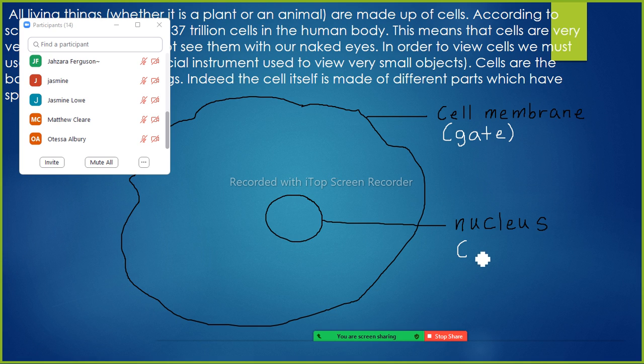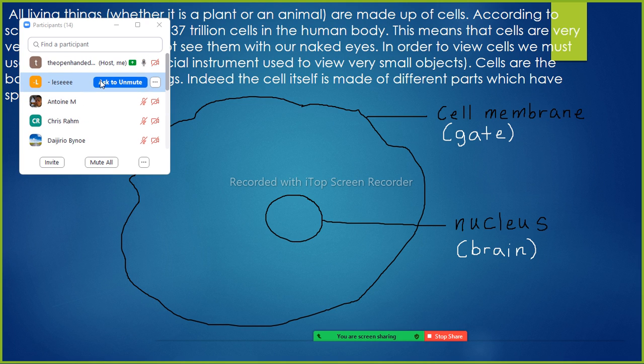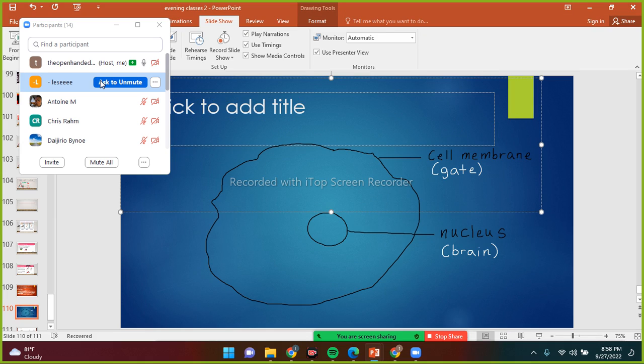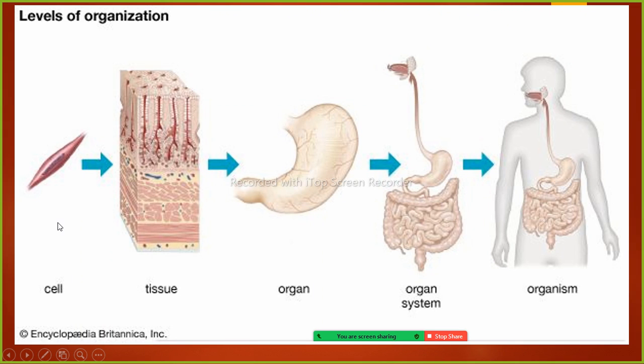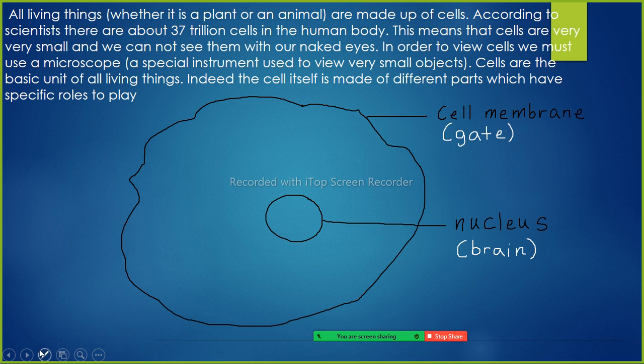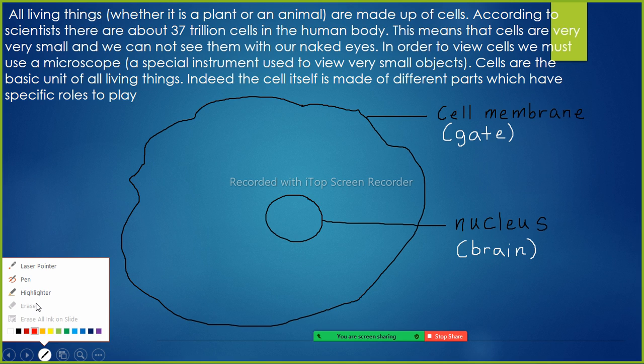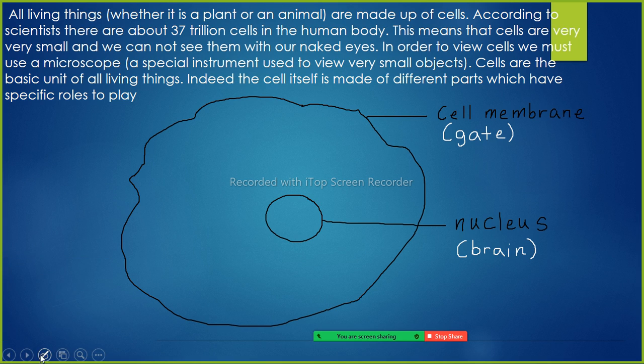So the nucleus is the brain of the cell, okay? Not necessarily the center, but the brain. It controls all the functions of the cell, just like your brain controls all the functions of your body. The nucleus is the brain of the cell. It controls all of the functions of the cell.